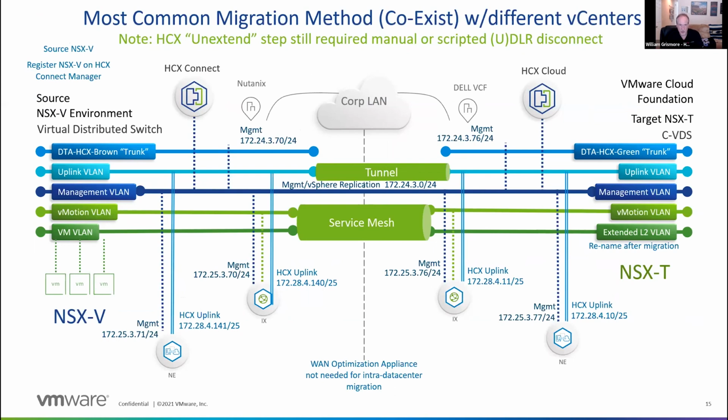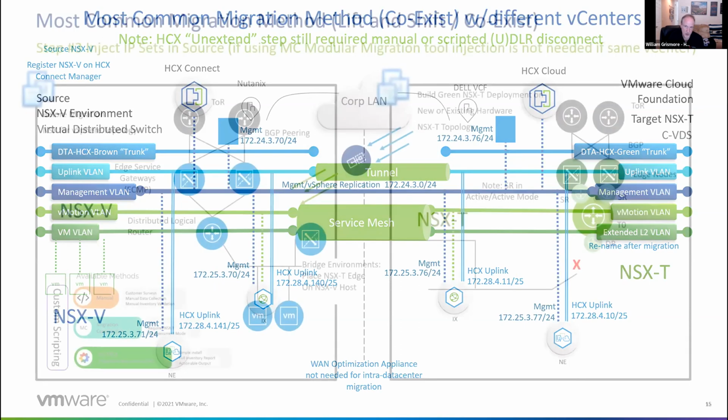One little thing to note, when you unextend a network in HCX, you still have to manually or through a script disconnect the interface from the DLR or UDLR in the source, right? When you unextend, it unextends it, but it doesn't remove that gateway. So you could end up with a conflict if you don't do that one manual step there at the end. So that's something to be aware of, but very, very useful tool.